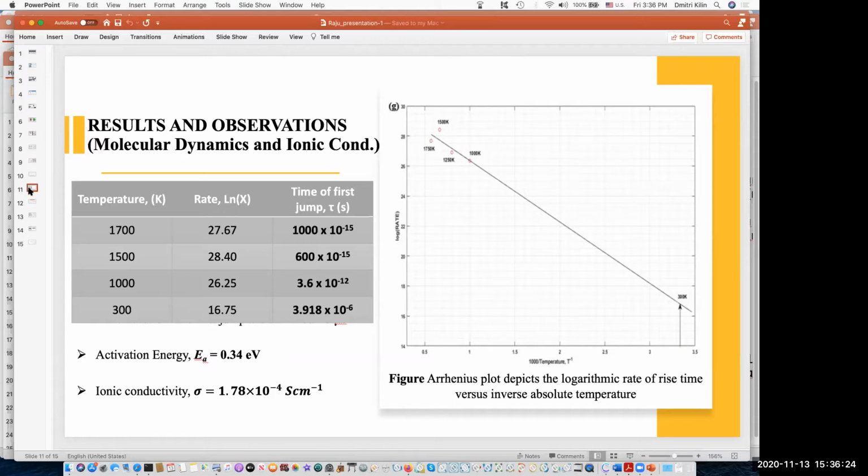Actually, I don't know why it moves faster at 1500 Kelvin and not at 1750. That's the simulated result we got from our simulation.